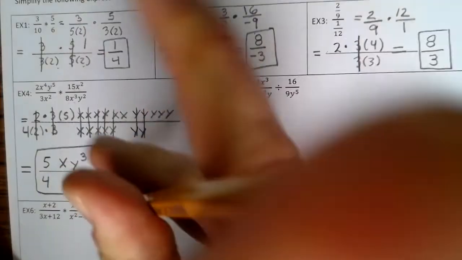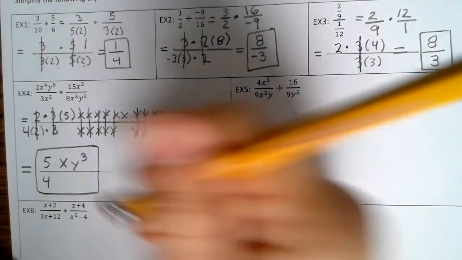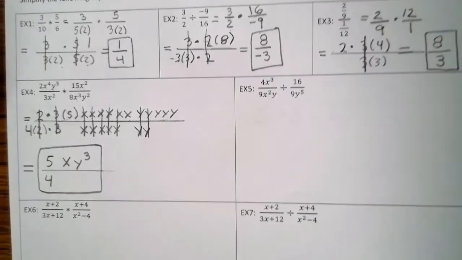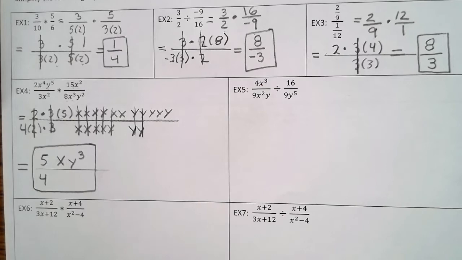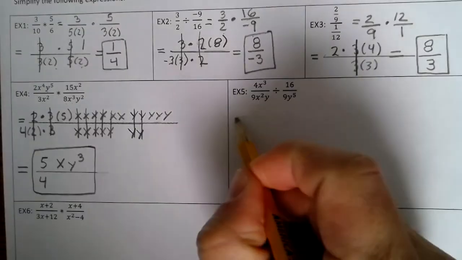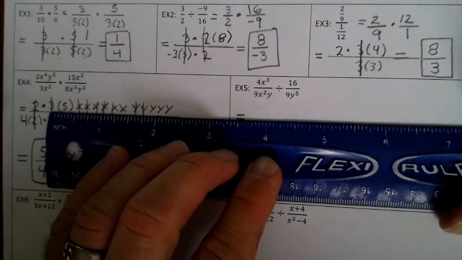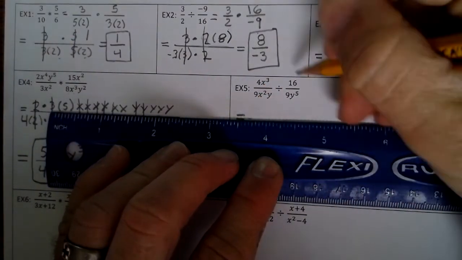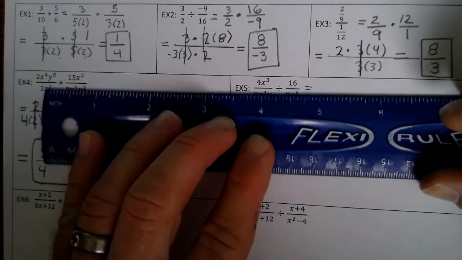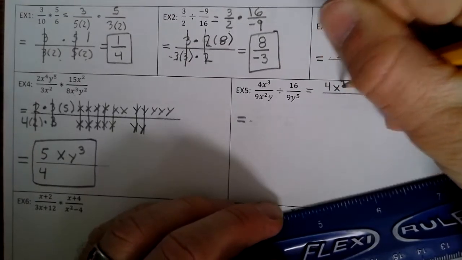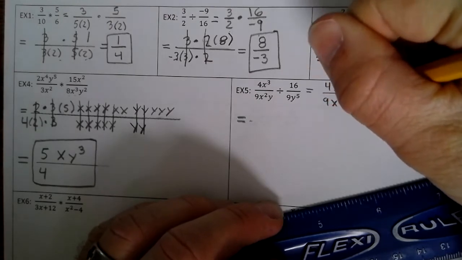Okay, now let's take a look at example 5. All right, now first when you divide rational functions, you multiply by the reciprocal. So I'm actually already here. So that is 4x cubed divided by 9x squared y times 9y to the 5th divided by 16.